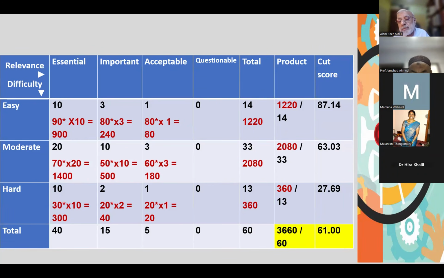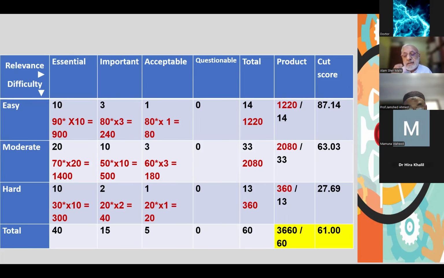Right? So this would be sort of a minimal score for borderline students to pass the examination. This is the whole process called the Angoff method of standard setting. Any questions before we move forward? I have used this as an example so that we can work it further.